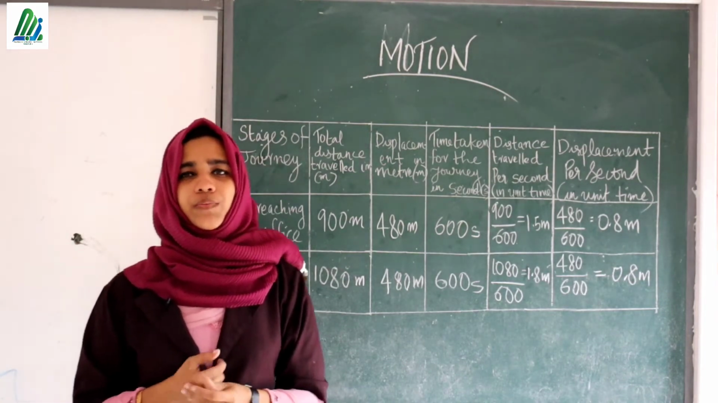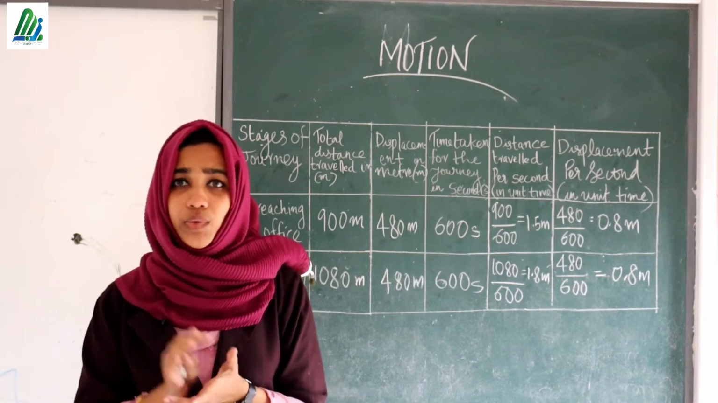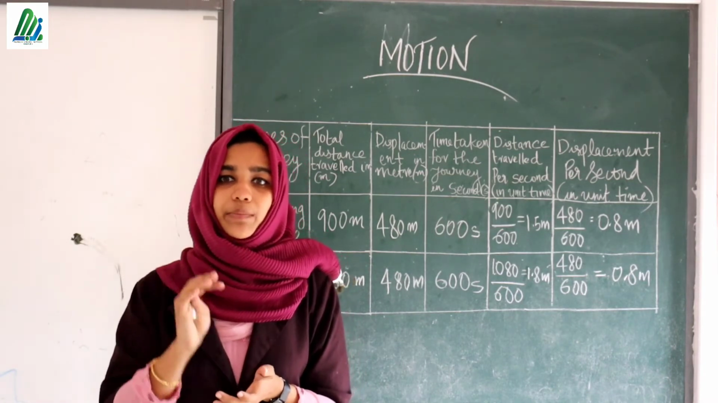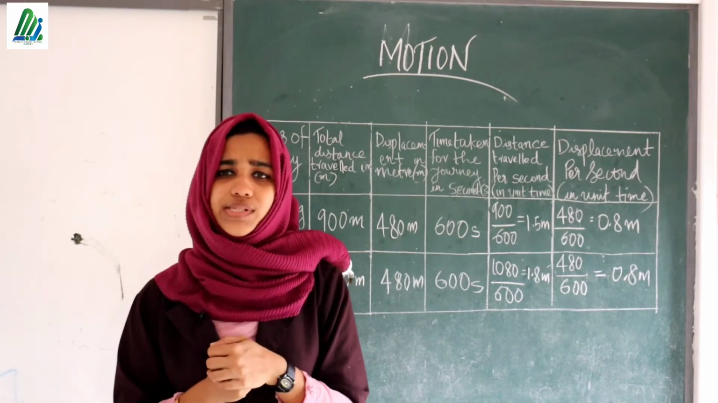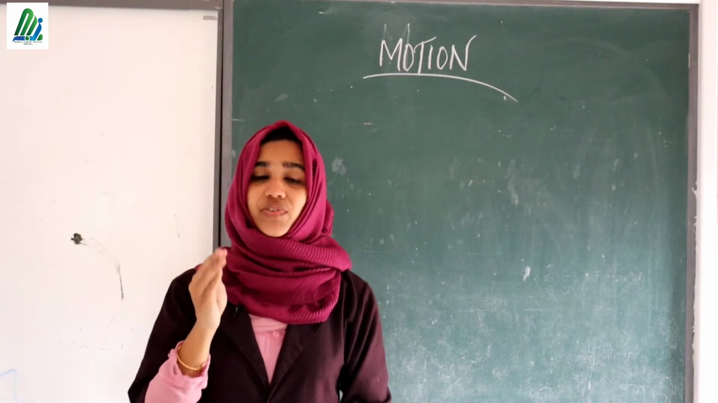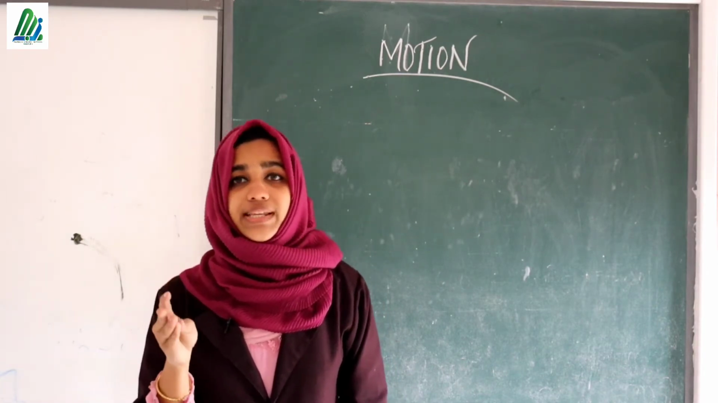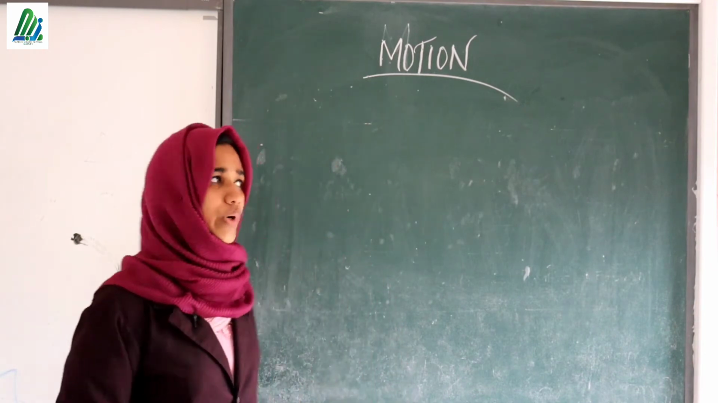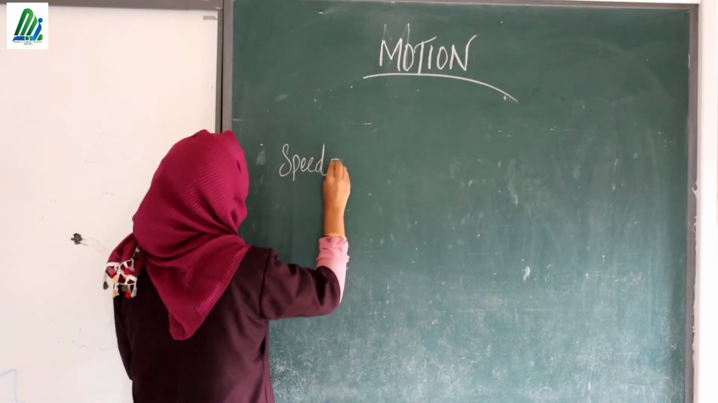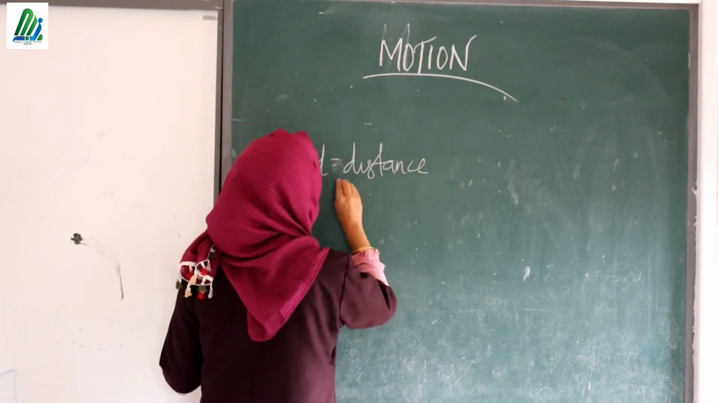From this we can say about speed and velocity. What do you mean by speed? Speed is the distance travelled in unit time. So we can write speed is equal to distance by time.